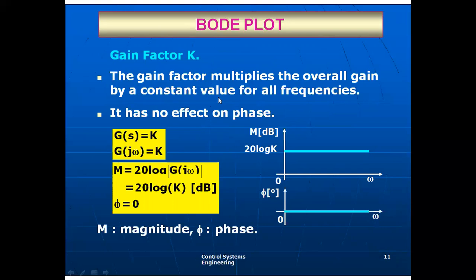Then the gain factor multiplies the overall gain by a constant value for all frequencies. So for G(s) equal to K, G(j omega) equal to K. Taking 20 log of K, you will get a constant magnitude with respect to frequency, and the phase angle for this will be 0 with respect to frequency.